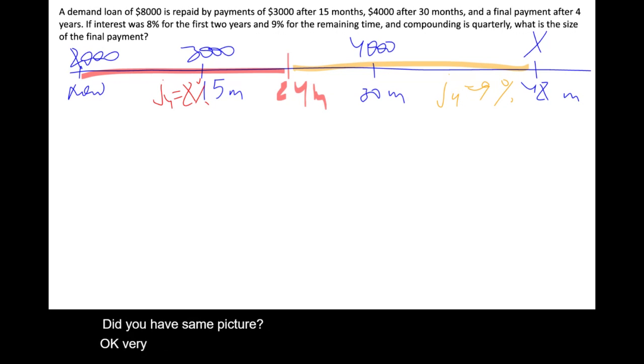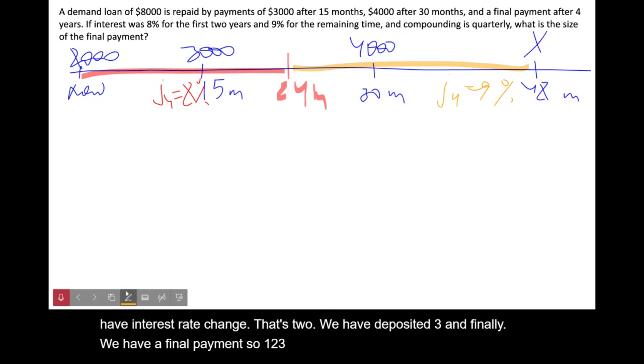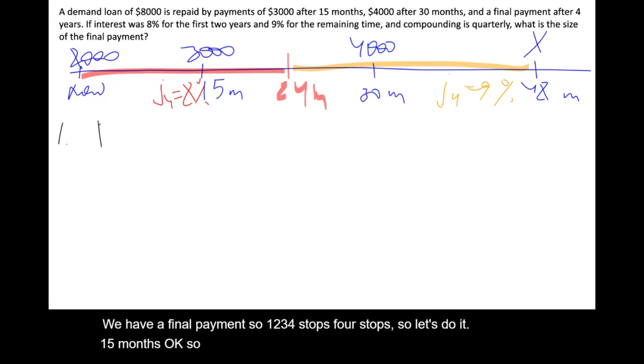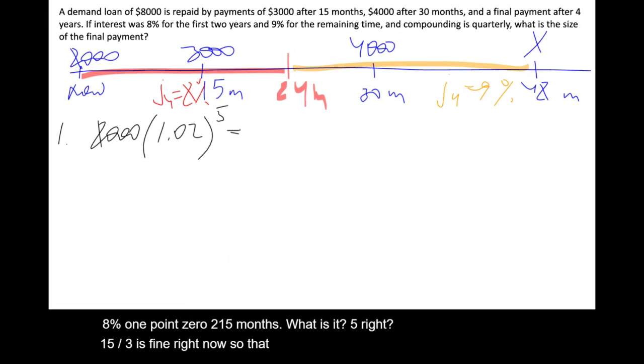Okay, very good. So how many transactions do we have? We have deposit, we have interest rate change, that's 2. We have deposit is 3, and finally we have final payment. So 1, 2, 3, 4 stops. So let's do it. 15 months. Okay, so 8,000. 8%, 1.02, 15 months, what is it, 5, right? 15 divided by 3 is 5, right? Okay, so let me calculate.